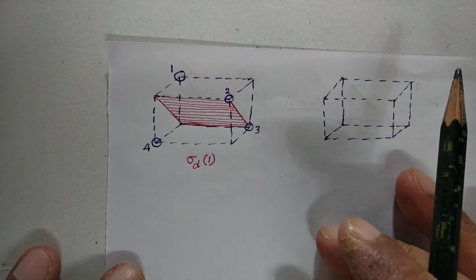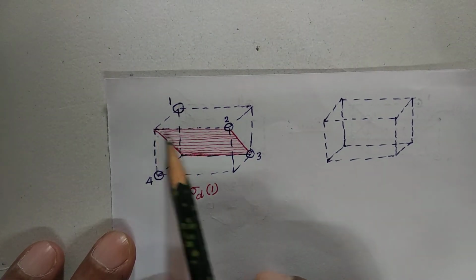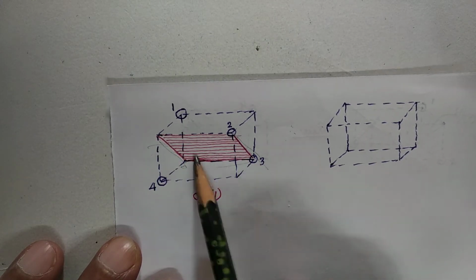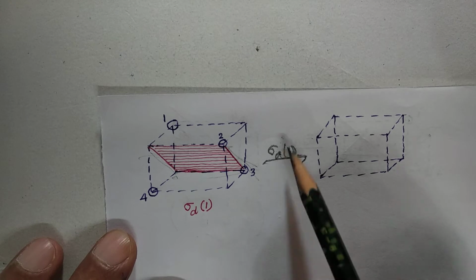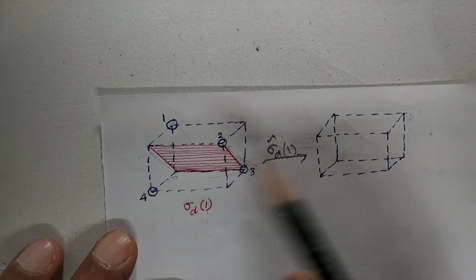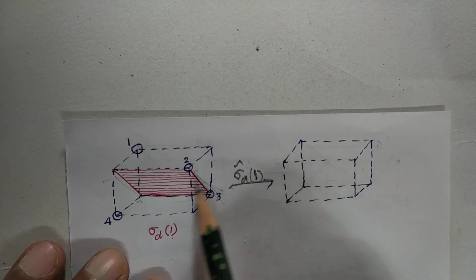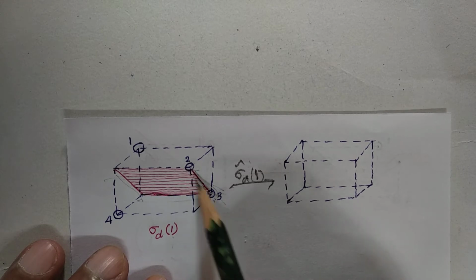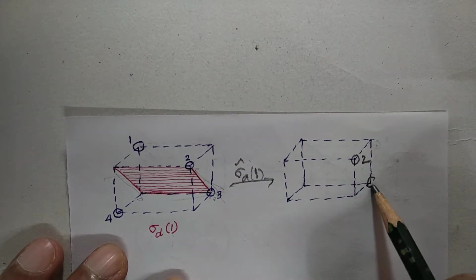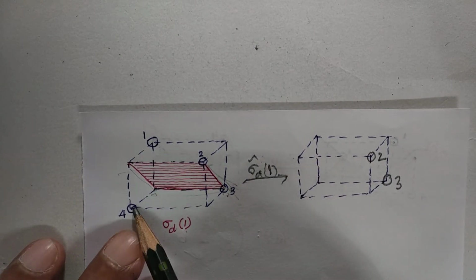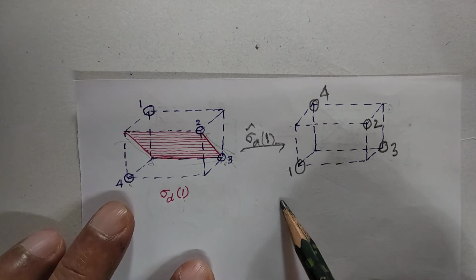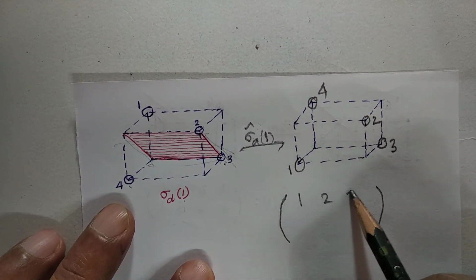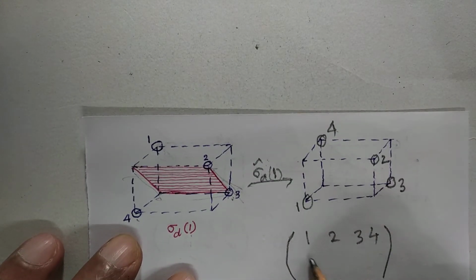Next, let us consider a dihedral symmetry plane. This is sigma d1. This consists of this symmetry plane. Now, what will happen if we carry out a sigma d1 operation? This is the sigma d1 plane because there is another such plane. We see that 2 and 3 are on the plane of symmetry. Therefore, they will not change their places. 2 will remain here, 3 will remain here. And what about 1 and 4? 1 by reflection comes here and 4 goes there. So the permutational representation will be 1, 2, 3, 4. Then 1 goes to 4.